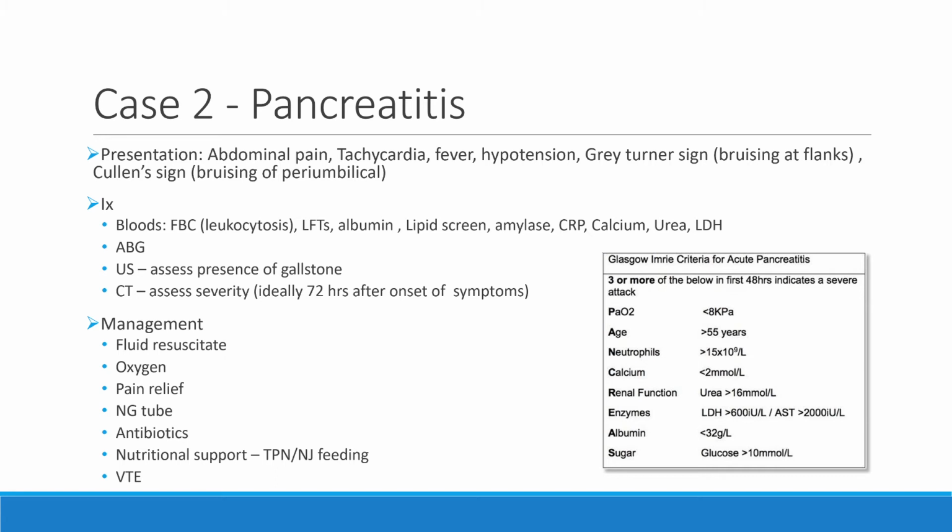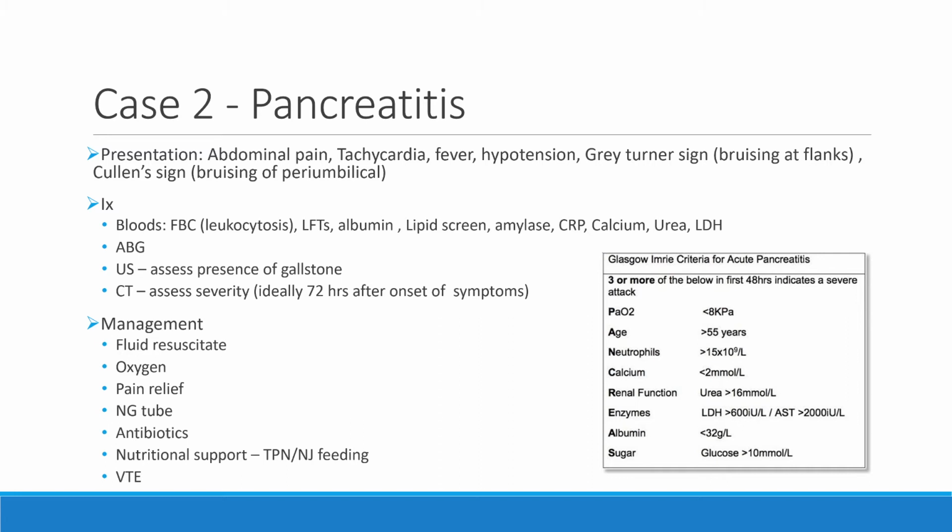Do an ABG. Also do an ultrasound scan to assess if there are any gallstones present, which could be the cause of the pancreatitis. CT to assess severity, especially if they're still persistently spiking temperatures and persistently having high CRP. It should raise your suspicion of necrotizing pancreatitis. Ideally, perform it 72 hours after onset of symptoms, because a CT scan performed within the first 48 hours of symptoms may be completely normal.